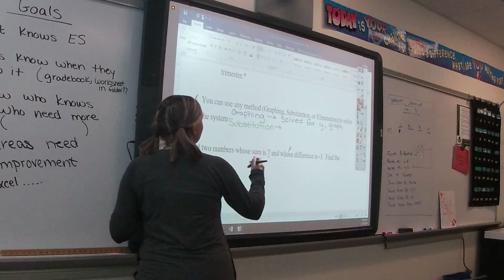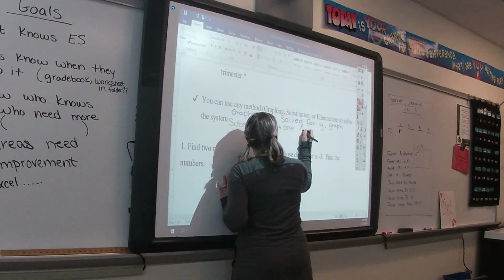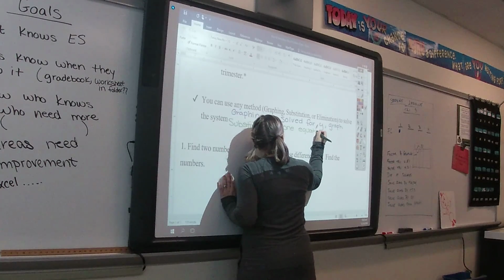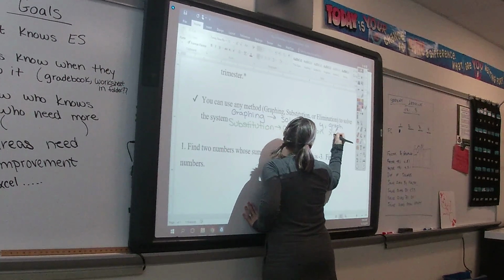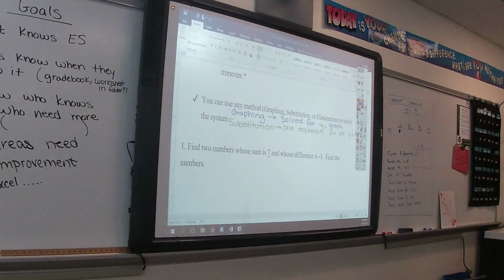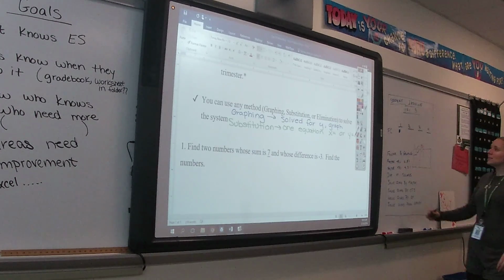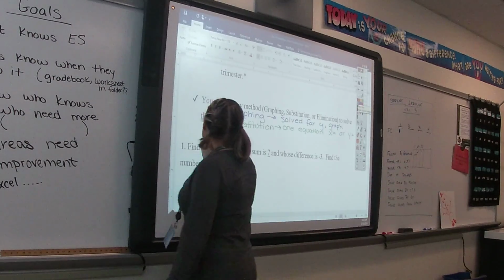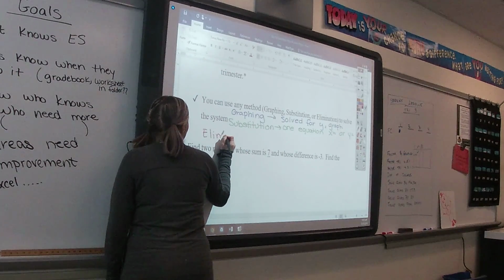So we wanted one equation to either say x equals or y equals. Right, graphing, we need both of them to be solved for y. Substitution, we would be okay if just one of them was solved for y or solved for x. Okay, then our last option, which we've been looking at earlier this week, is the elimination option.